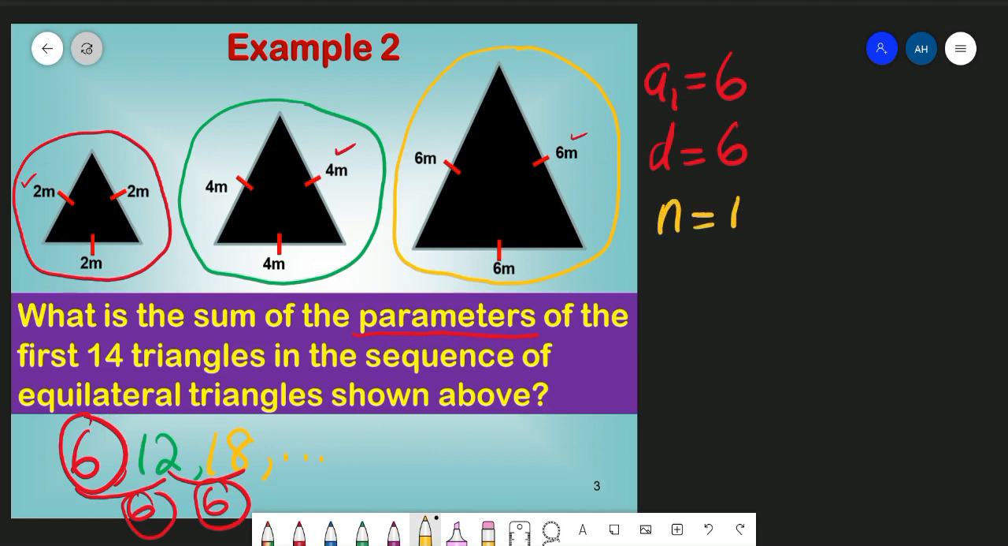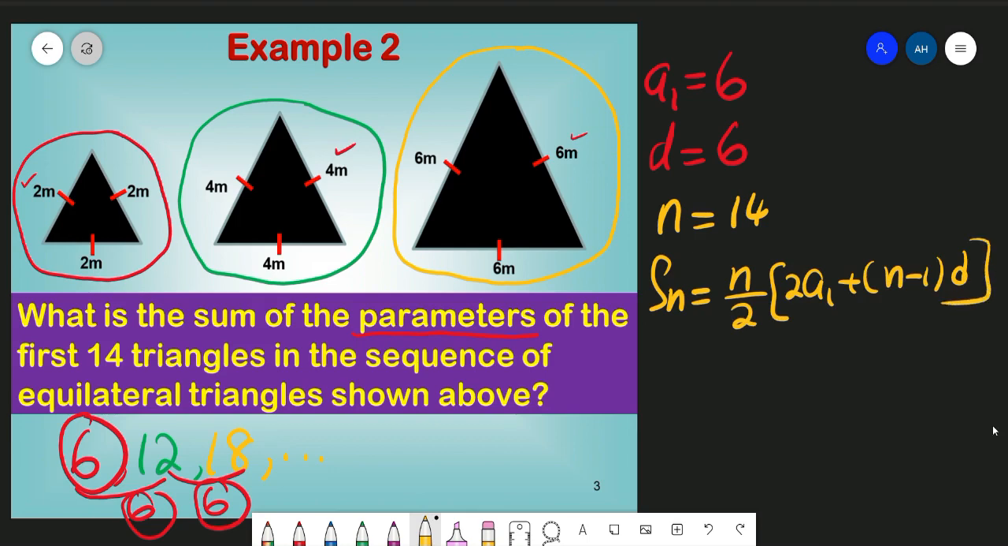We know N equals 14 because we want to find the sum of the perimeters up to 14 triangles. So N equals 14. We need to use the formula Sn equals n over 2 multiplied by 2a1 plus n minus 1 multiplied by d. That's the formula that we are going to use. So we want to find S14, because it is the sum up to 14 triangles.